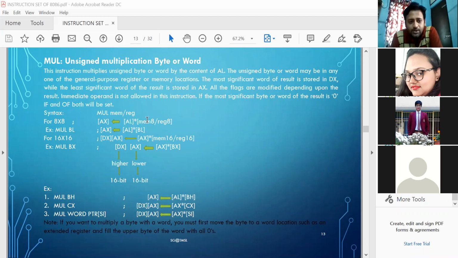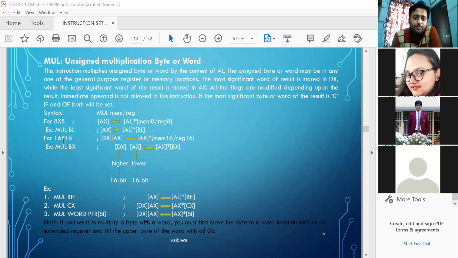and the result will be stored inside AX, because for multiplication of two 8-bit numbers, the result may be a 16-bit number. So you need to store the result in some 16-bit register. By default, AL will be multiplied with the specified register, and the result will be stored inside the AX register. As for example, it is given as MUL BL. So BL will be multiplied with AL, and the result will be stored inside AX. So that is for any 8-bit number multiplication.